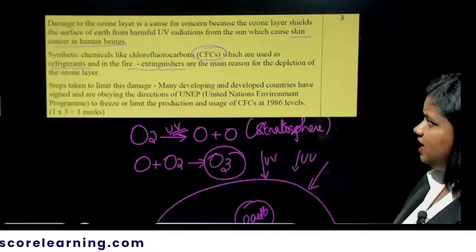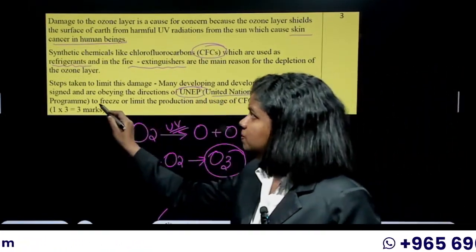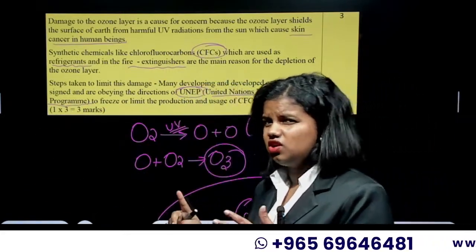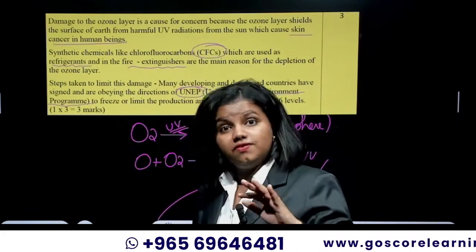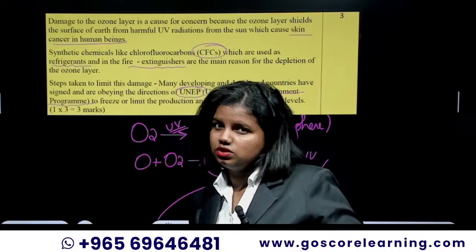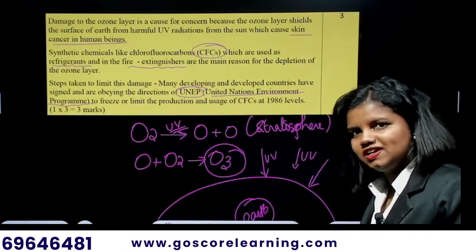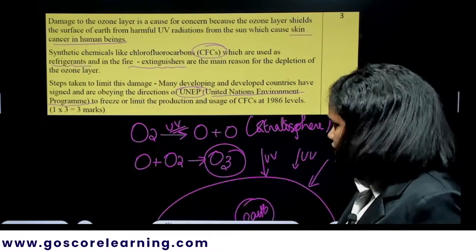And the steps taken is, the UNEP, United Nations Environmental Program, has asked to freeze the use of the CFCs, all the unwanted synthetic items like the nitric oxides and all, which can ultimately damage the O3 layer. So limiting such synthetic chemicals which can damage the ozone layer is the method of controlling ozone depletion.